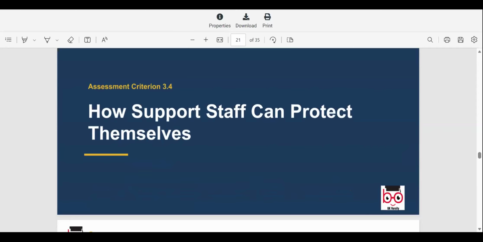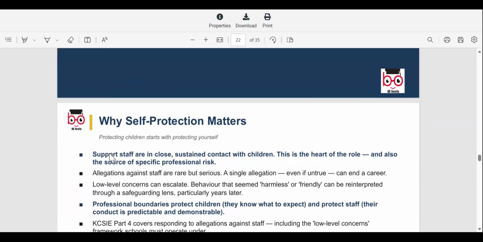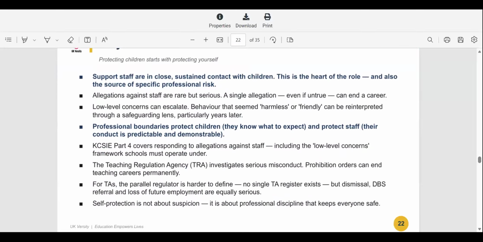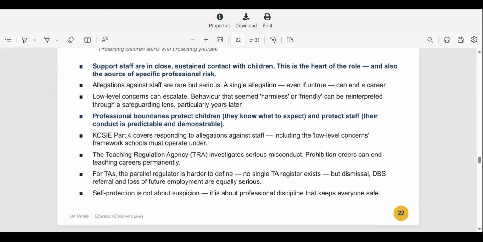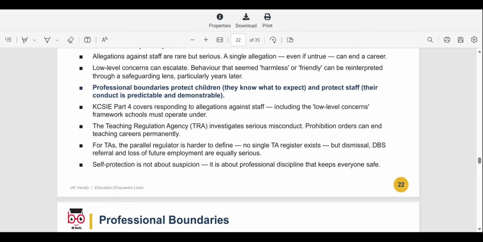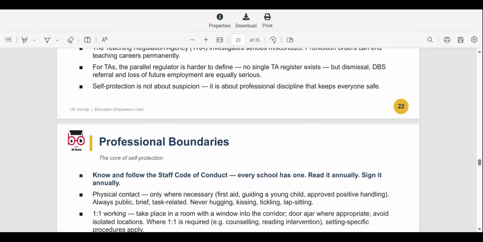Assessment criteria 3.4, how support staff can protect themselves. Why self-protection matters. Why do you think it's so important for staff to protect themselves? Well, they could face allegations of abuse themselves. Yeah, protecting yourself is really important, because allegations could be made against staff, it could be low-level concerns, professional boundaries. So you need to make sure that as a TA, or as a teacher, you protect yourself as well.